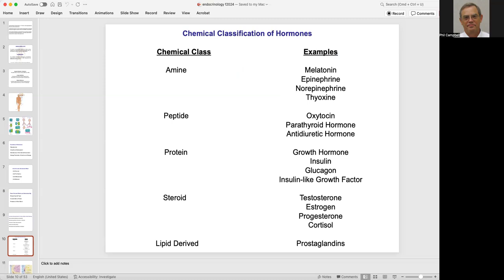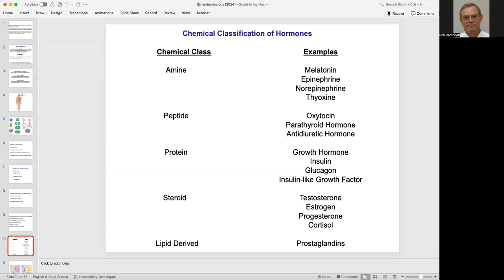So what are these molecules, right? Basically, we divide them into two broad categories. They are amino acid based or they're lipid based, okay? That's it. What you don't see: calcium is not a hormone. Sodium is not a hormone. These are ions. They are not hormones, though they don't have specific receptors per se.